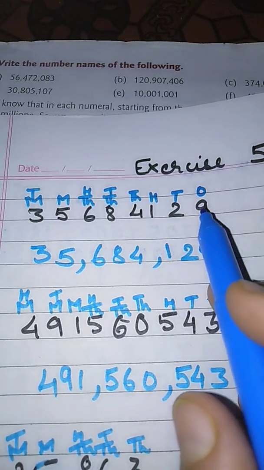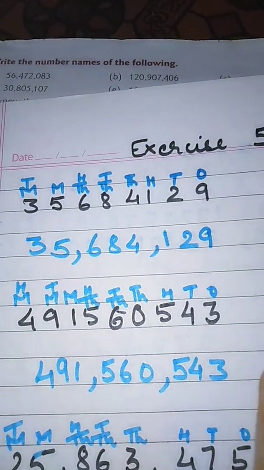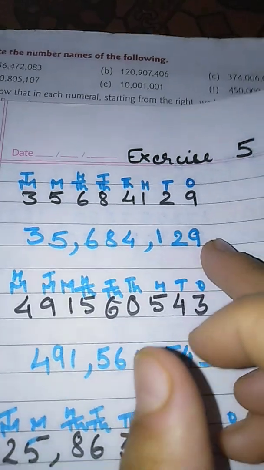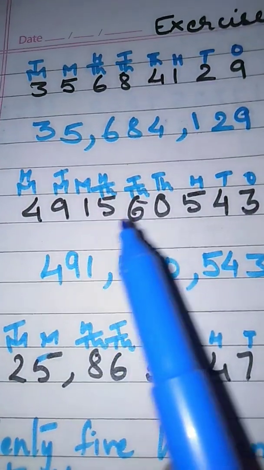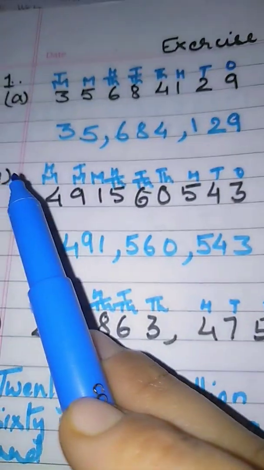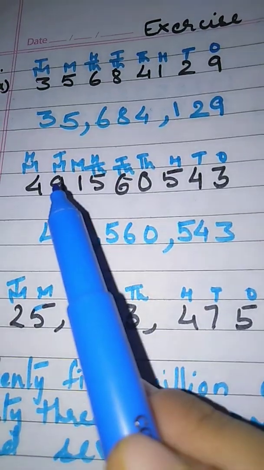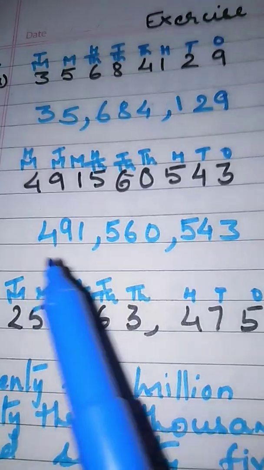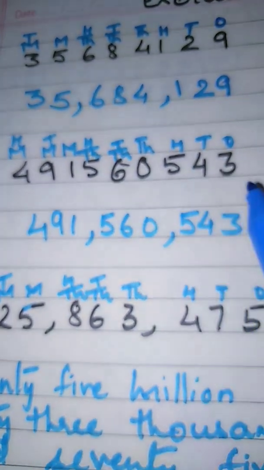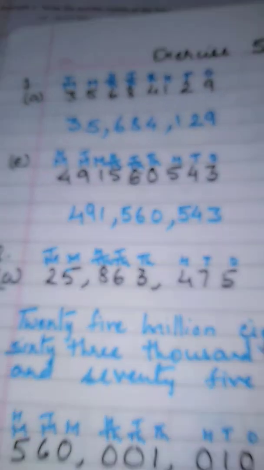Now we'll put the comma after every period. Ones, tens, hundreds, comma, 1,000, 10,000, 100,000, comma, million, 10 million. So this is 35,684,129. I've taken one more number, 491560543. Again I'll write all the place values: ones, tens, 100, comma, 1,000, 10,000, 100,000, comma, million, 10 million, 100 million. How are you going to read it? 491,560,543. This is how we read the number according to the periods.